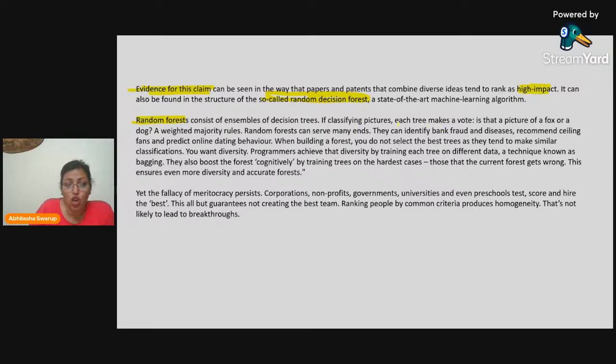Is that a picture of a fox or a dog? A weighted majority rule. So random forest can serve many ends. It has many purposes. They can identify bank fraud and diseases, recommend ceiling fans, predict online dating behavior.